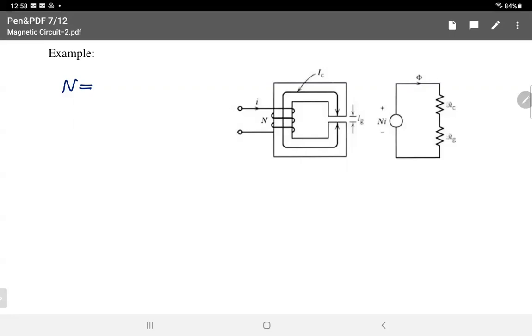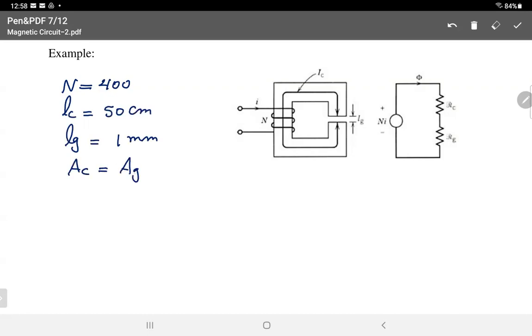All right. So N is equal to 400. LC, the length of the core, is equal to 50 centimeters. The air gap length is equal to 1 millimeter. The area of the core equals the area of the air gap, 15 centimeters squared. The relative permeability of this material is equal to 3000, and the current is equal to 1 amp. And the question is, find L.